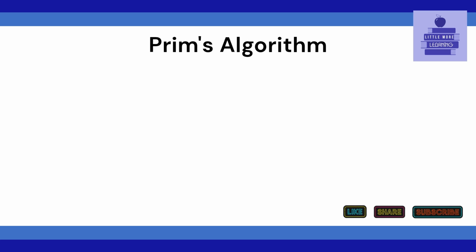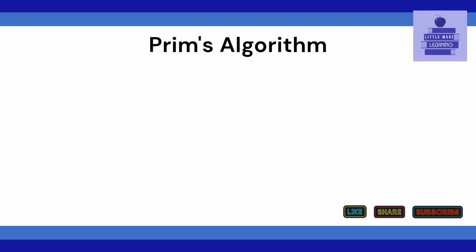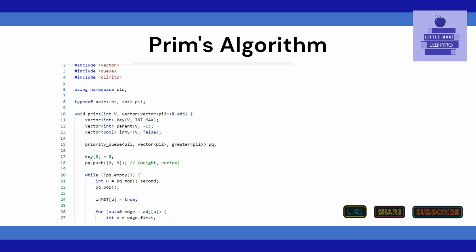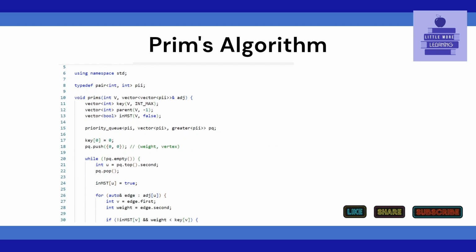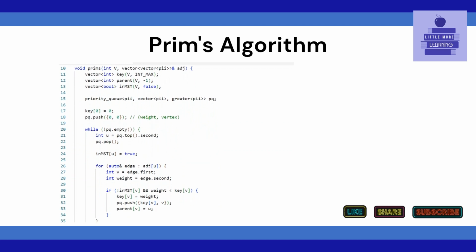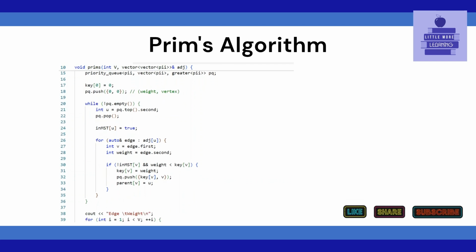Prim's algorithm finds the minimum spanning tree, MST, for a graph, which is a subset of the edges that connect all vertices with the minimum total edge weight. Steps for Prim's algorithm are: initialize, select edge, and update queue. In this code, the key vector stores the minimum weight edge connecting a vertex to the MST, initialized to infinity. Parent vector tracks the parent of each vertex in the MST. inMST, a Boolean vector, tracks if a vertex is included in the MST.